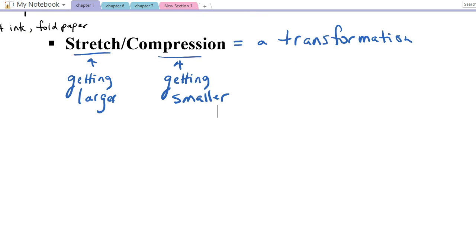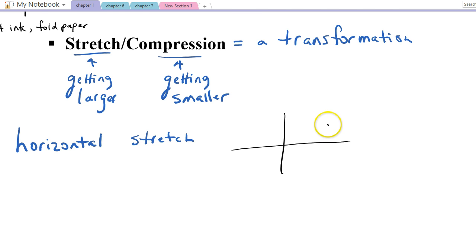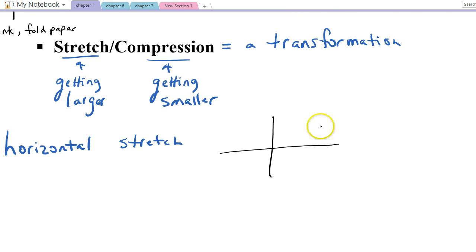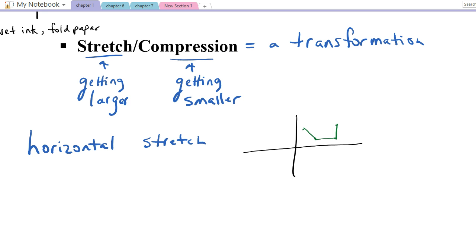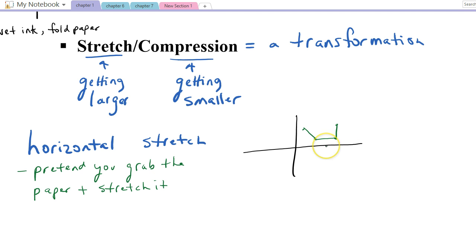Okay, we could have a horizontal stretch. We'll start with an original, usually green. Again, some shape a little bit like that. Now if you're doing a stretch, it's not a wet ink analogy. Imagine that this entire graph is made out of rubber. Pretend you grab the paper and stretch it, like you wrote this on rubber and now you're making the rubber larger.